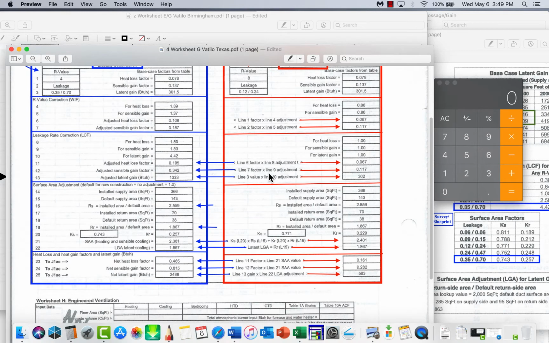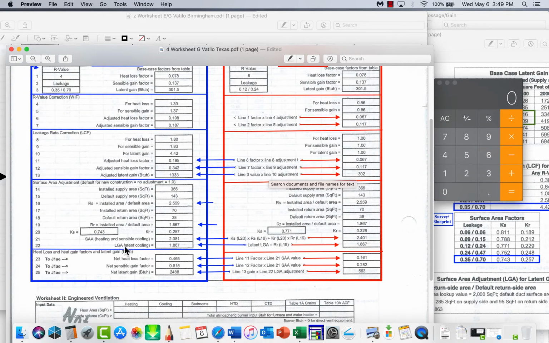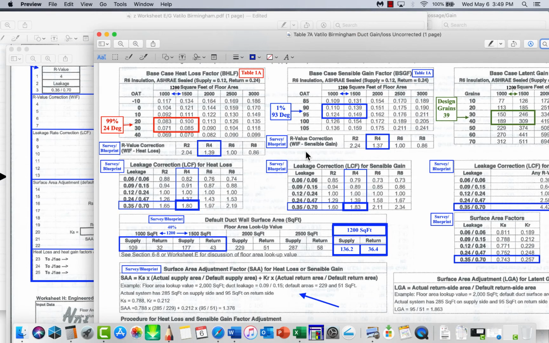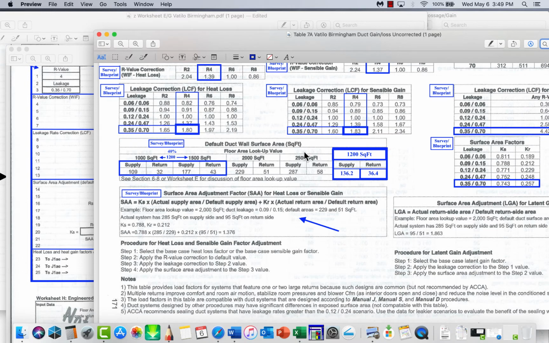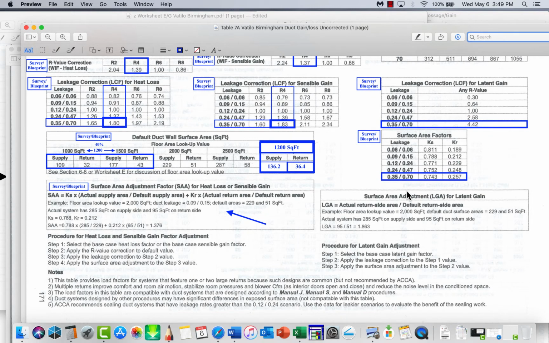All right, final factor in this one before we finish it all up. It's the LGA cooling. All right, so they got 1.867. That's the number they got right there. Now we need to figure out how in the world did they get 1.867. So LGA, here's our LGA, and it says surface area adjustment latent gain: actual return side area divided by default return side area.